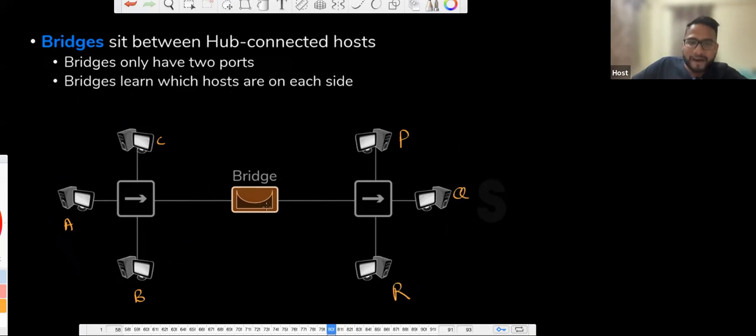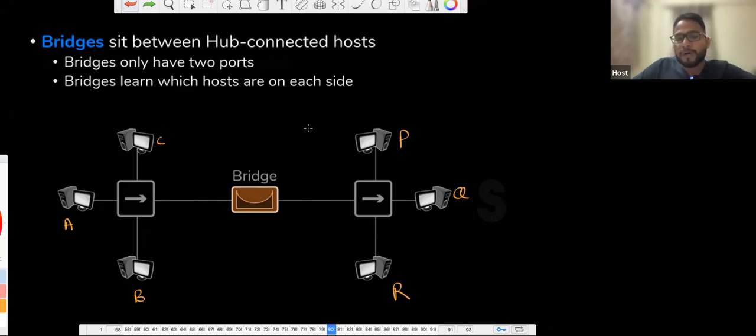Now the bridge can learn at least one thing, that ABC is on one side and PQR is on another side. How does it learn? It is very easy, I will just tell you. But the bridge is a little intelligent. It means that it can at least examine the data link layer frame.